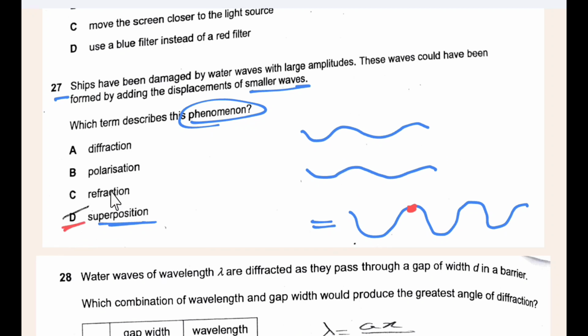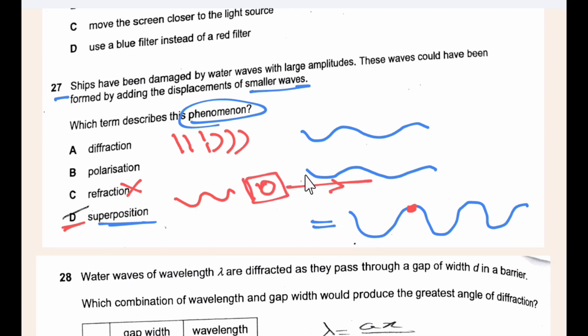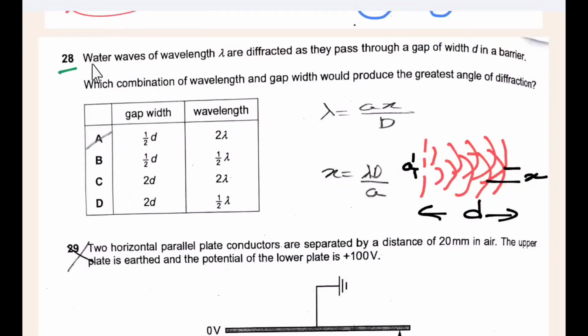So this is superposition. This is not reflection, this is not diffraction, because light waves do not diffract by passing through a slit, and this is not polarization because no polarized wave is formed after passing through a polarizing filter, in which the vibration of the particles is perpendicular to the direction of the wave transfer. So no polarized wave is formed, no diffraction occurs. This is superposition. Number 28.